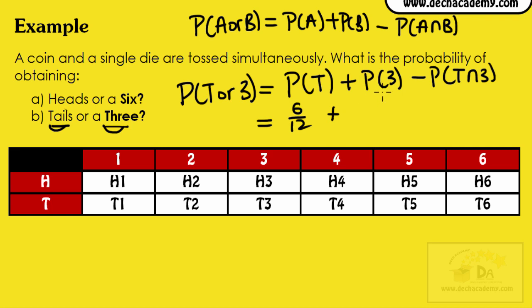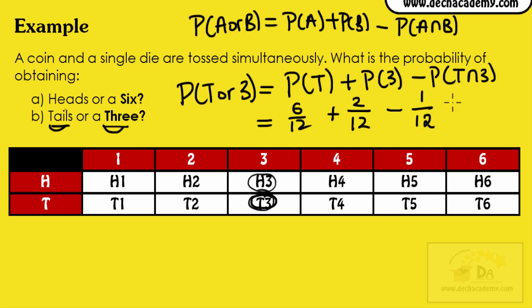What's the probability of getting a 3? How many outcomes have 3s? This one and this one. So there are 2 ways of getting a 3 out of 12 possible outcomes. Minus the probability of getting tails and a 3. There's only one way you get tails and a 3. Tails in the coin flip and 3 in the die toss. One way out of 12 possible outcomes for the event, which is the toss of the die and the coin.